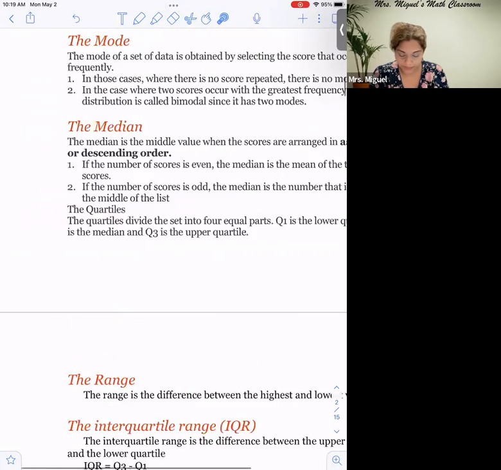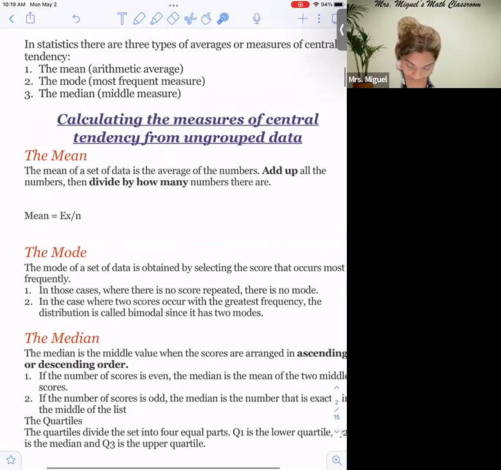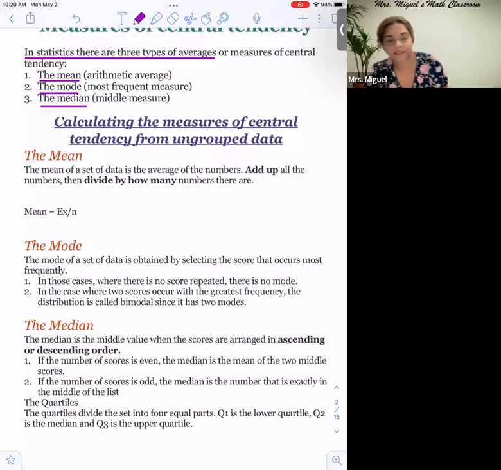before I go to the quartile, let me give you the chance to write, all right? So here's what you're writing for me. You are writing very quickly everything that I underline. In statistics, there are 3 types of averages: the mean, the mode, and the median. What I don't underline is you don't write, because that is supplementary notes that I will send.